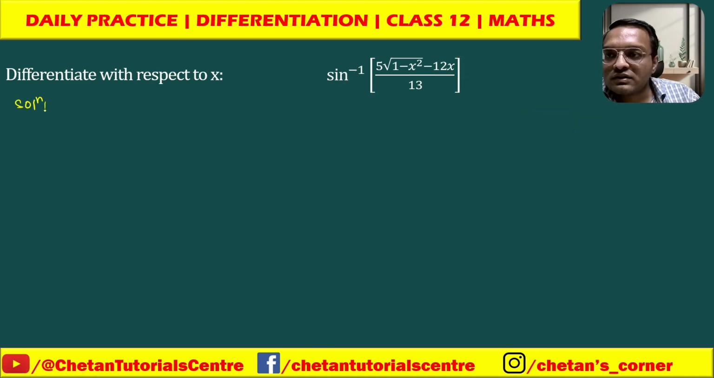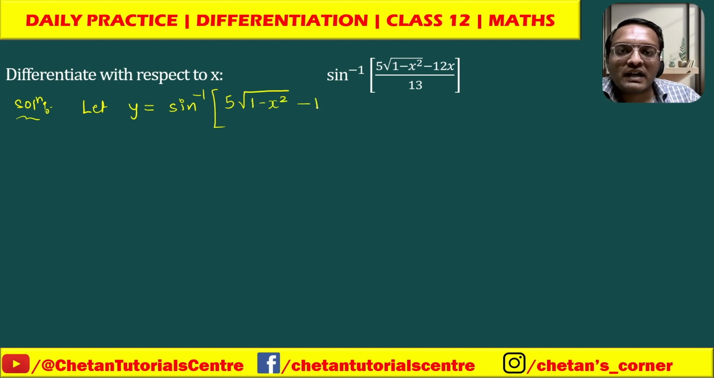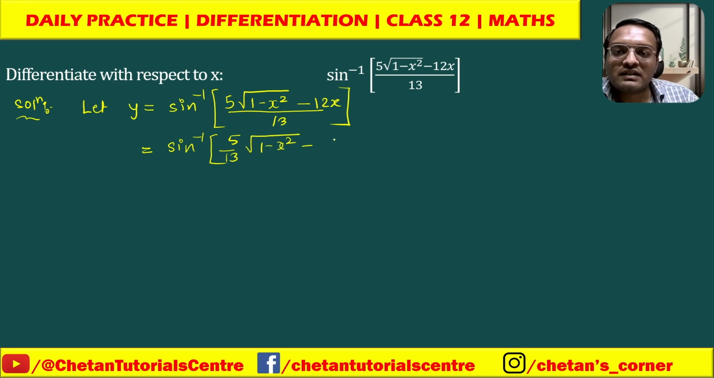Solution. First step is we will assume let y is equal to sine inverse of 5 under root of 1 minus x square minus 12x upon 13. Now what will I do? I will split the denominator. Then what will I get? Sine inverse of 5 upon 13 under root of 1 minus x square minus 12 upon 13 into x. What we have to do now? We have to convert the term inside this bracket in terms of sine. So therefore we are doing this adjustment.